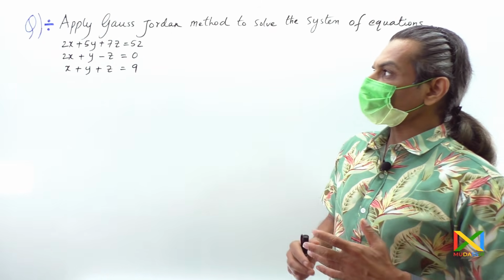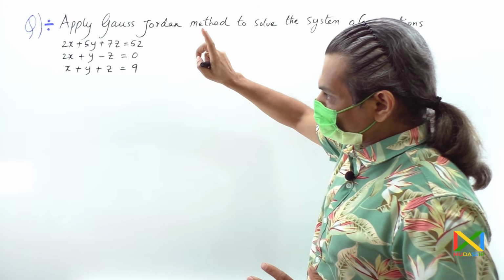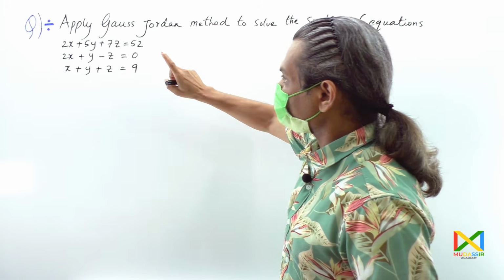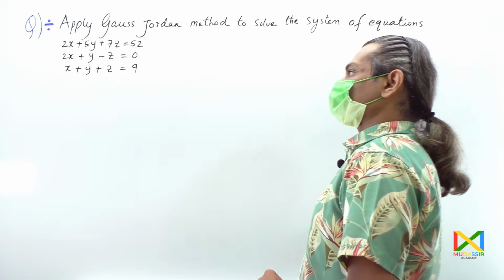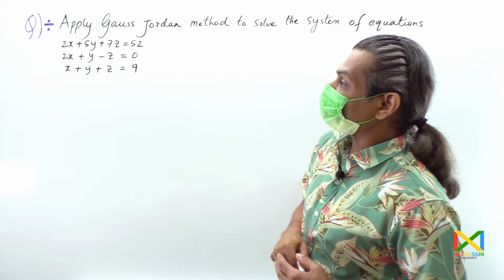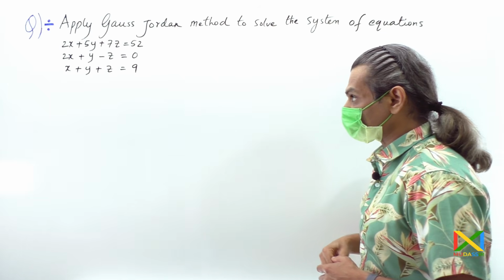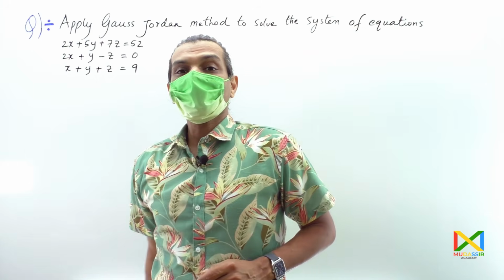In today's video, we will be solving the problem on Gauss Jordan method. See, the problem here is on the board. It says apply Gauss Jordan method to solve a system of equations 2x plus 5y plus 7z equals 52, 2x plus y minus z equals 0 and x plus y plus z equals 9.